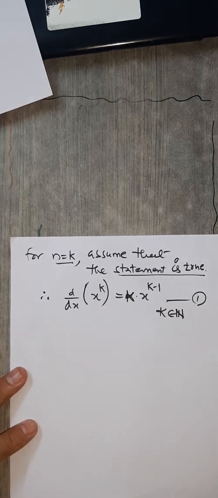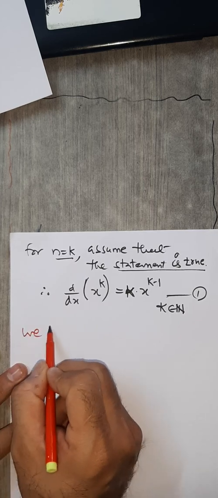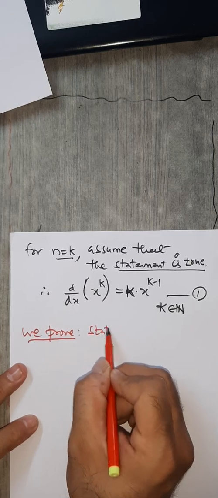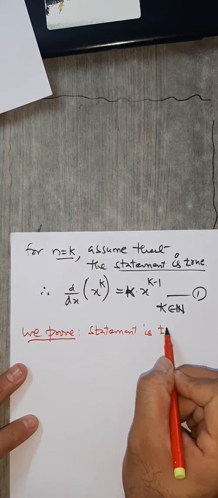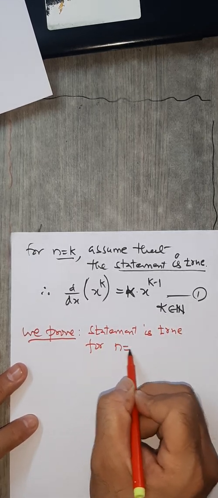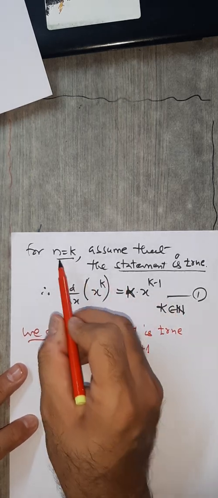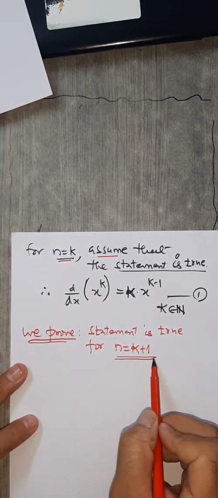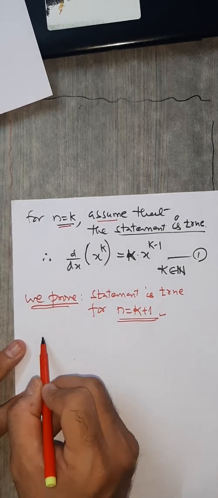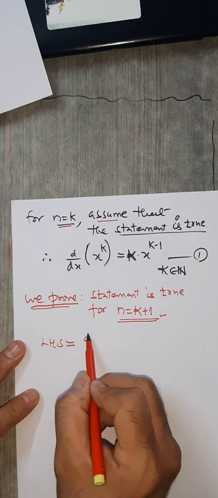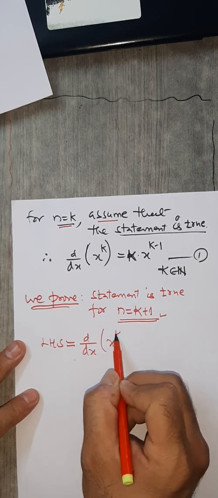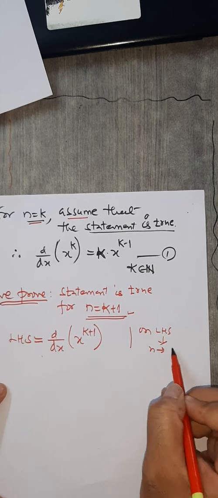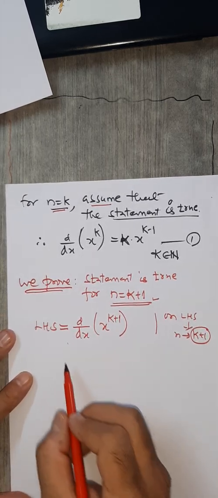Now the last part in this one, that is we prove that the statement is true for n is equal to k plus 1. For n is equal to k, this was the assumption, remember. Now here we prove that the statement is true for k plus 1. So I'll start with LHS and I'll put n is equal to k plus 1. What is LHS? d by dx of x raised to k plus 1. What I did on the left hand side, in place of n, I have placed k plus 1, remember. We are going to prove this.